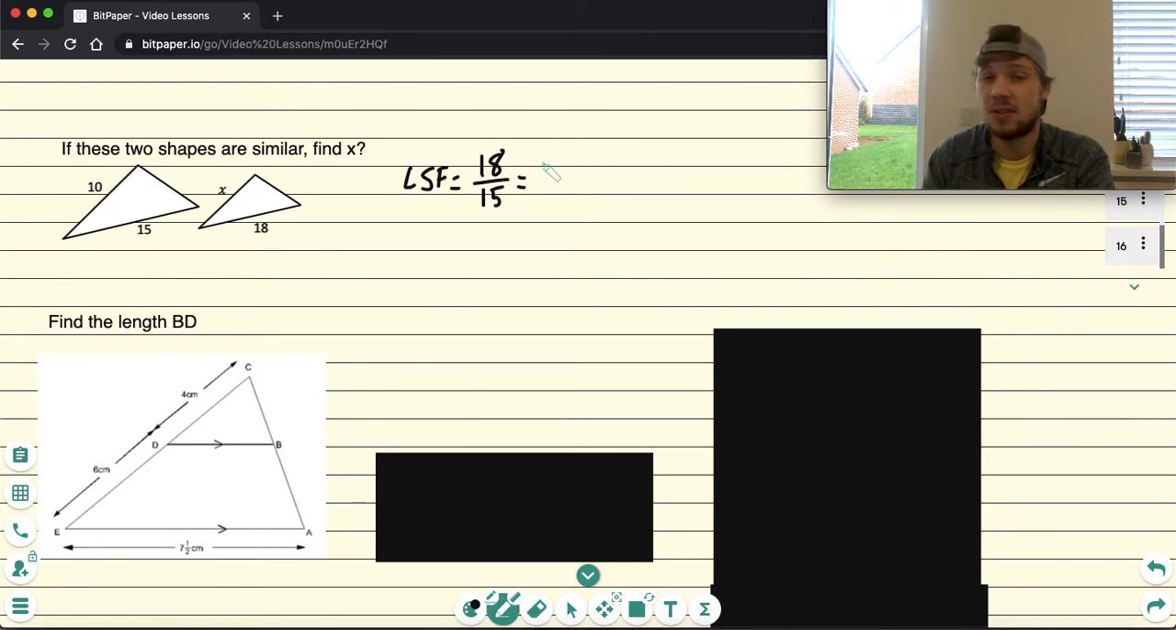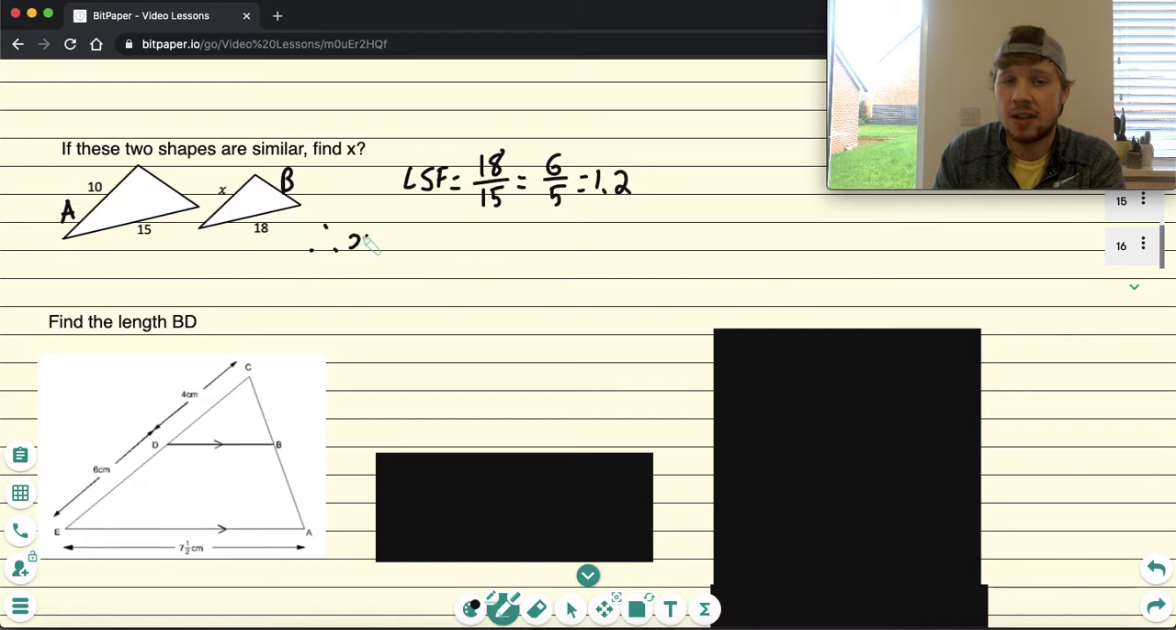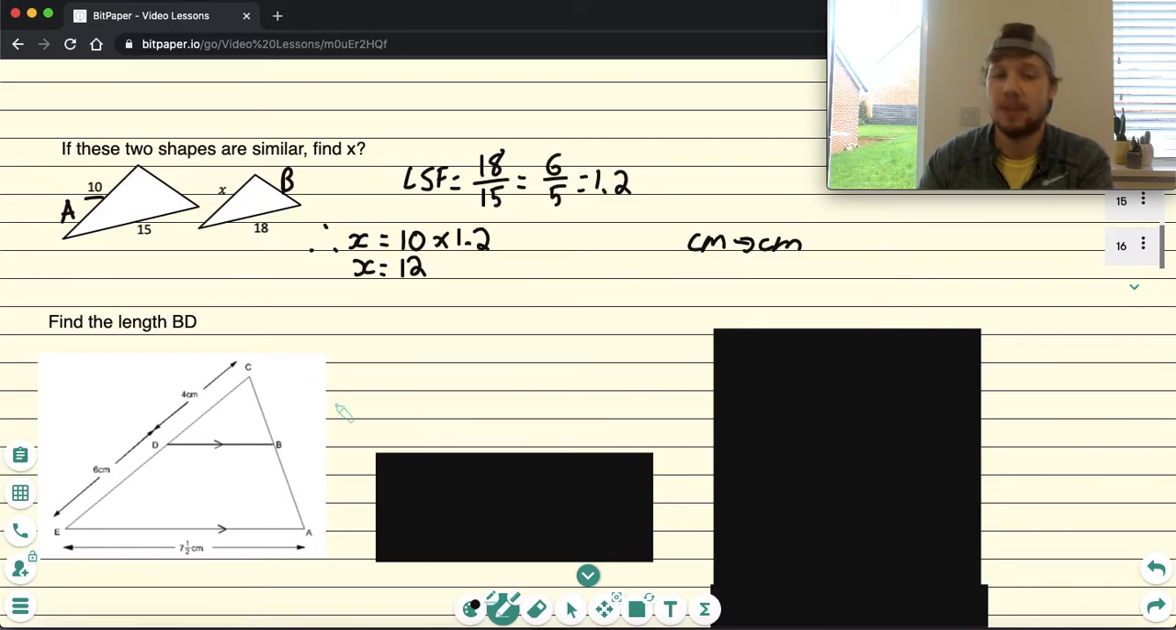Simplifying that down, that gives us 6 over 5, which is 1.2. So if I had any side length in triangle A and multiplied it by 1.2, it would give me the corresponding side length in triangle B. So therefore, looking at x, that would be equal to the side length in A, which is 10, multiplied by 1.2. So x must be equal to 12. That's really useful because that's just a linear scale factor, so it goes from centimetres to centimetres, so there's nothing we need to do there.